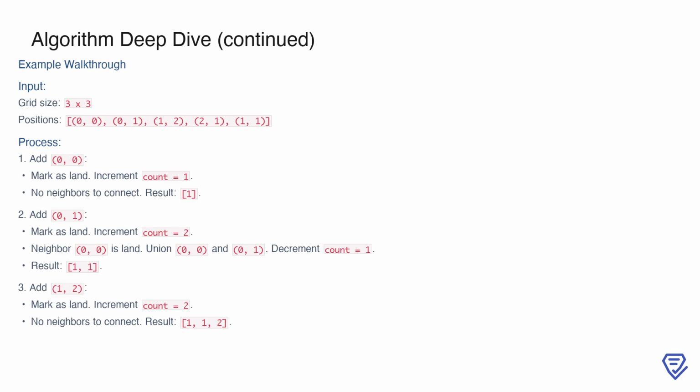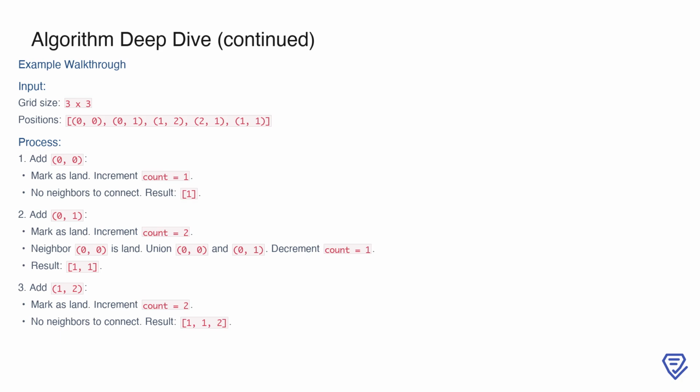Consider a 3x3 grid, and we're given the positions [0,0], [0,1], [1,2], [2,1], [1,1]. First, we add [0,0]. We mark this cell as land and increment the count to 1. Since there are no land neighbors, the result is 1. Next, we add [0,1]. Again, we mark it as land and increase the count to 2. However, the neighbor [0,0] is already land, so we union these 2 cells, reducing the count to 1. The result so far is [1,1].